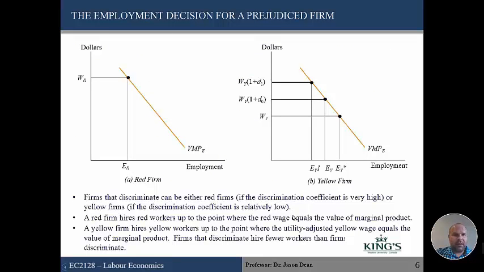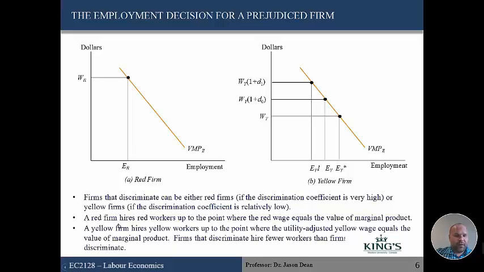So let's look into a little more detail here. So we have two firms. Okay, so what's going to happen is if the wage for red workers is less than the utility adjusted wage of the other workers, you're going to end up with a red firm. So firms that discriminate will either end up being a red firm or a yellow firm. Okay? It depends on their discrimination coefficient.